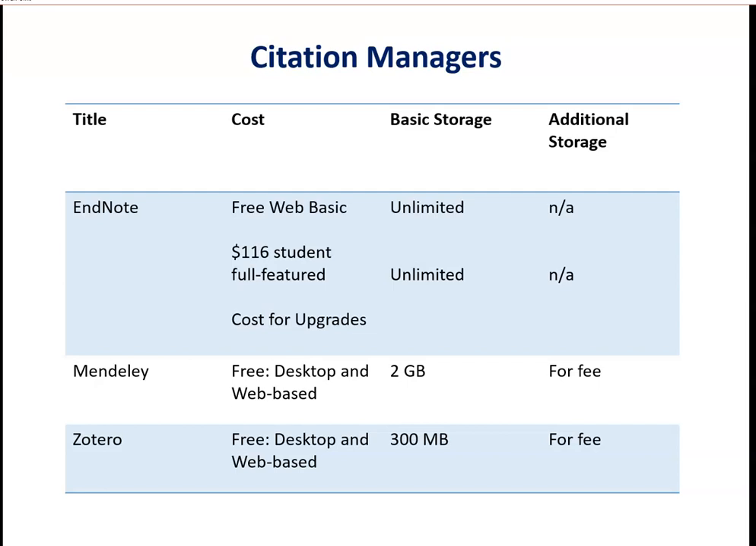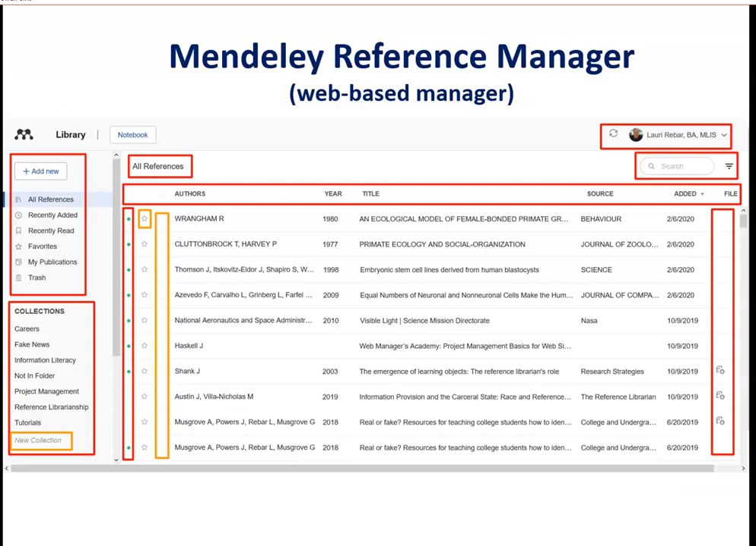Zotero also has the desktop and the web-based versions, and these ones that have desktop and web-based can also synchronize, so it makes it easy to make sure you have the latest information no matter which format you're looking at. Zotero only gives you 300 megabytes of storage for your PDFs, not quite as much as Mendeley or definitely not as much as EndNote, but you can get additional storage for a fee.